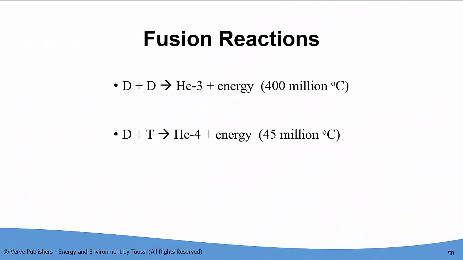If you take two deuterium atoms, they will turn into helium-3, but for this reaction to take place, we need 400 million degrees Celsius. It's easier to have a deuterium and tritium atom together to form helium-4, and now the temperature drops to 45 million degrees. In the core of the sun, this is not the issue. We have the temperature, but if you want to replicate that on the Earth, there is a big difference between 45 million and 400 million degrees. Therefore, most people are trying to fuse deuterium and tritium on the Earth.